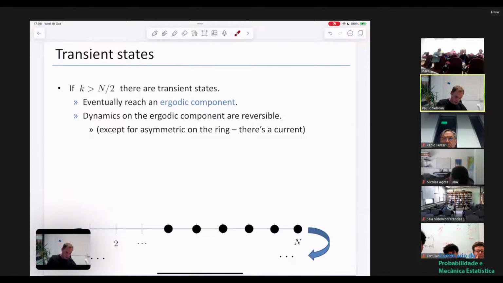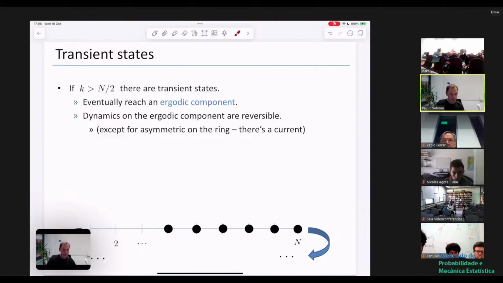That is, there exists a unique invariant measure. And in this case, where it's either closed or it's symmetric on the ring, the dynamics on the ergodic component are reversible. So we don't consider this case of asymmetric ring, because then there's a current and the process isn't reversible and the techniques we have won't work.